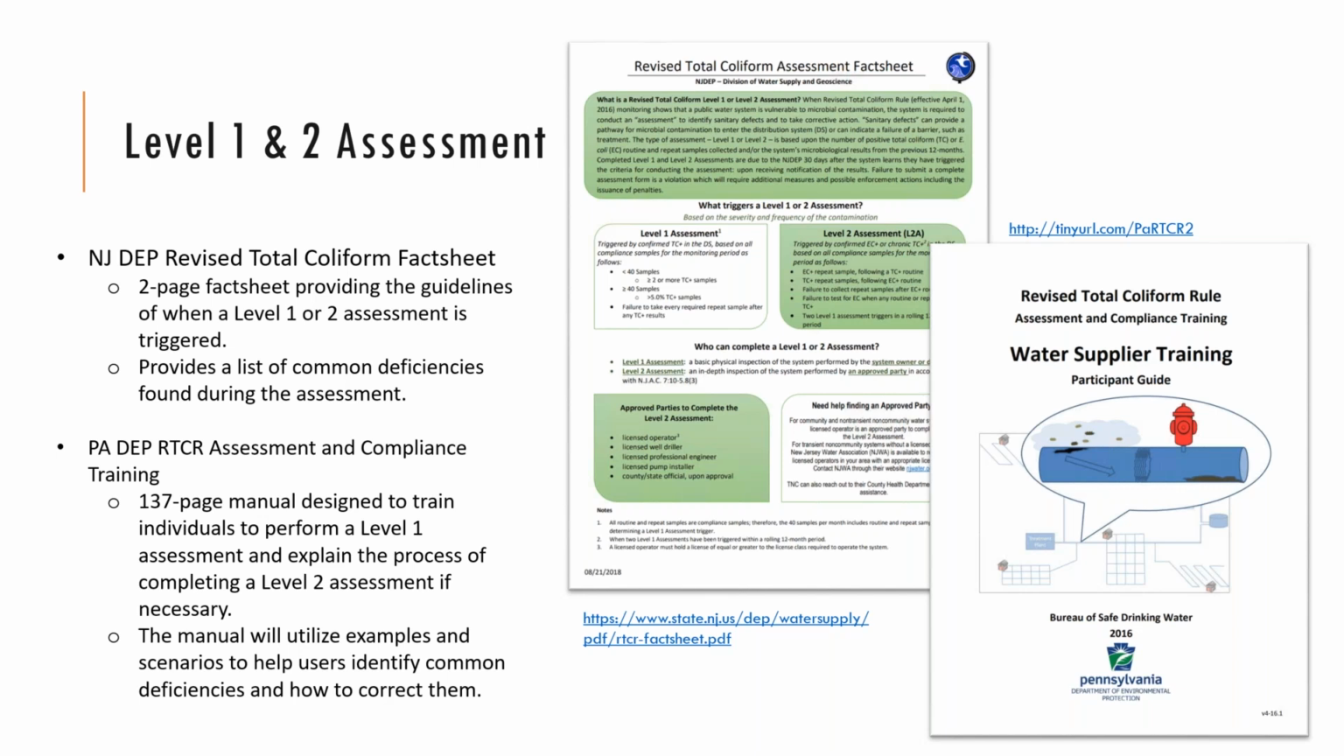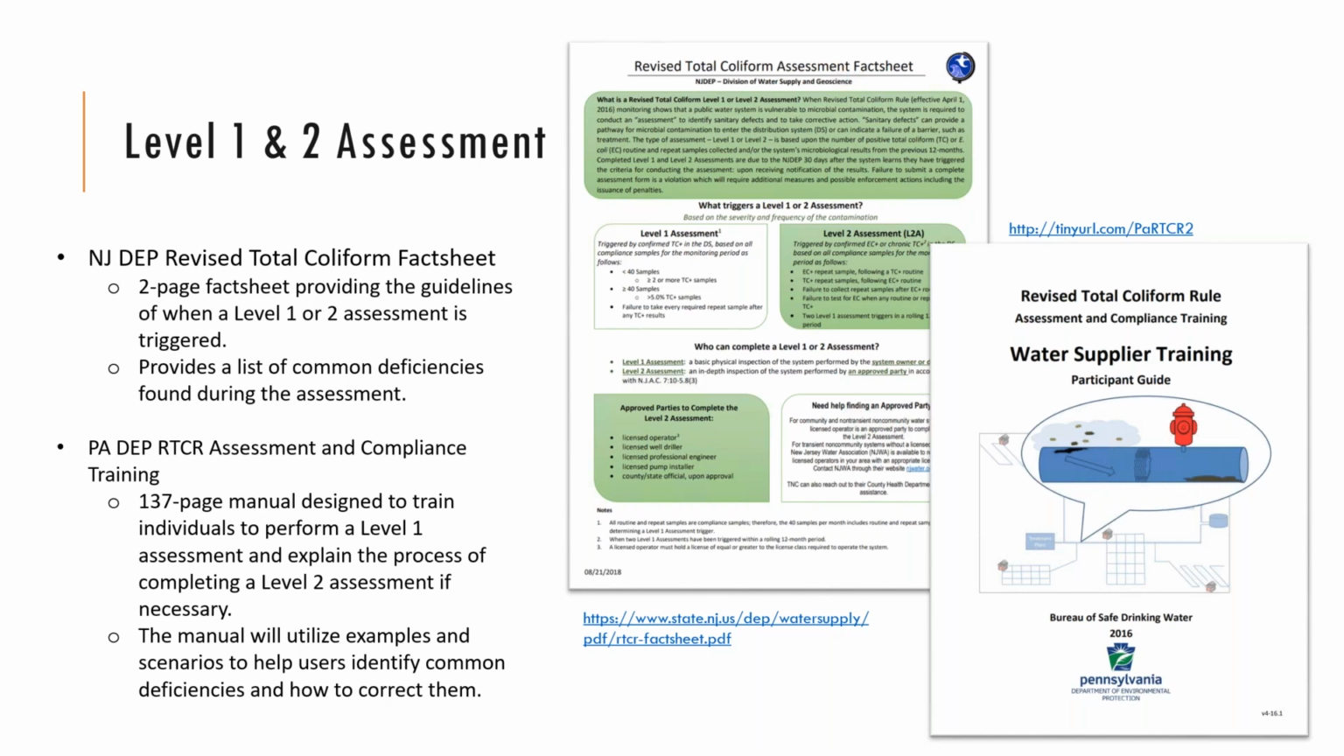Pennsylvania DEP also has a great manual designed to train individuals to perform a level 1 assessment and explains the process of having a level 2 assessment done if necessary. So this is a 137-page manual, and it helps the user to understand what sanitary defects are, how they can allow the entry of bacteria or pathogens into the system, and how water quality can be affected. So this is a more extensive manual that goes through the introduction of the RTCR, what sanitary defects are.